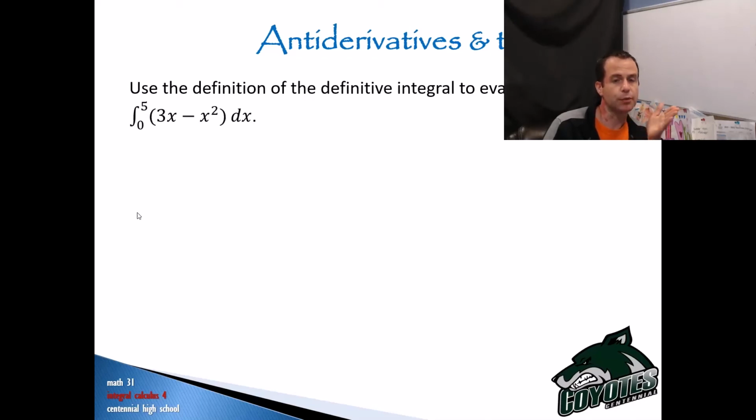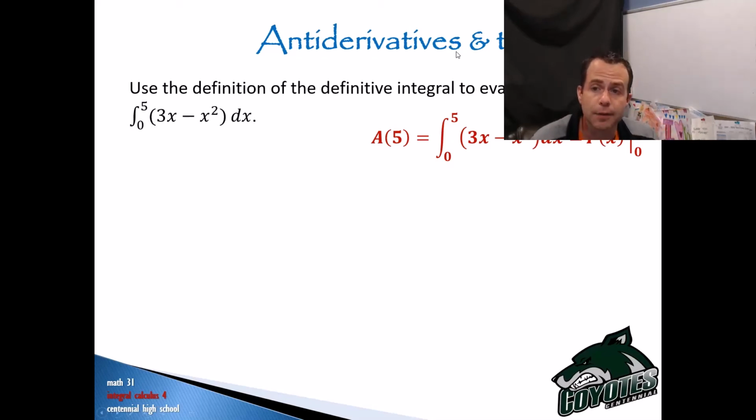Okay, so the definition of the definite integral will be the integral of that from 0 to 5, which will be the antiderivative from 0 to 5. So I know that the integral at 5, the area at 5, sorry, will be the integral of 3x minus x squared from 0 to 5, and that'll be the antiderivative. Well, what's the antiderivative of this? The exponent on this x will become a 2, so this will become 3 over 2. The exponent on this x will become a 3, so this will become 1 over 3.